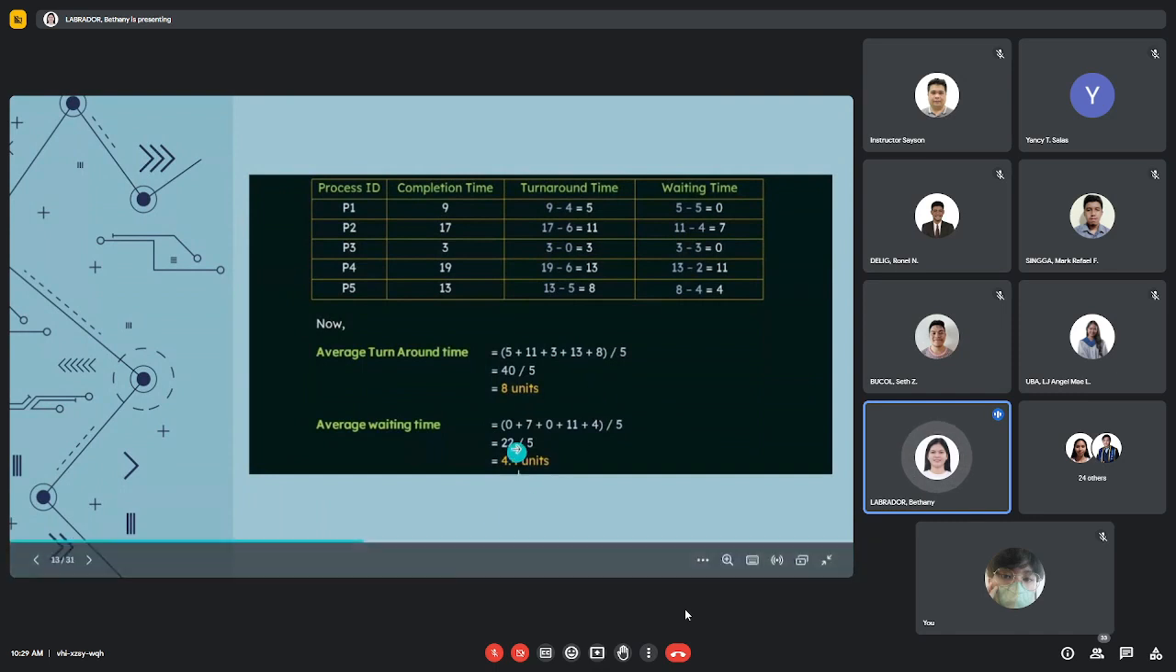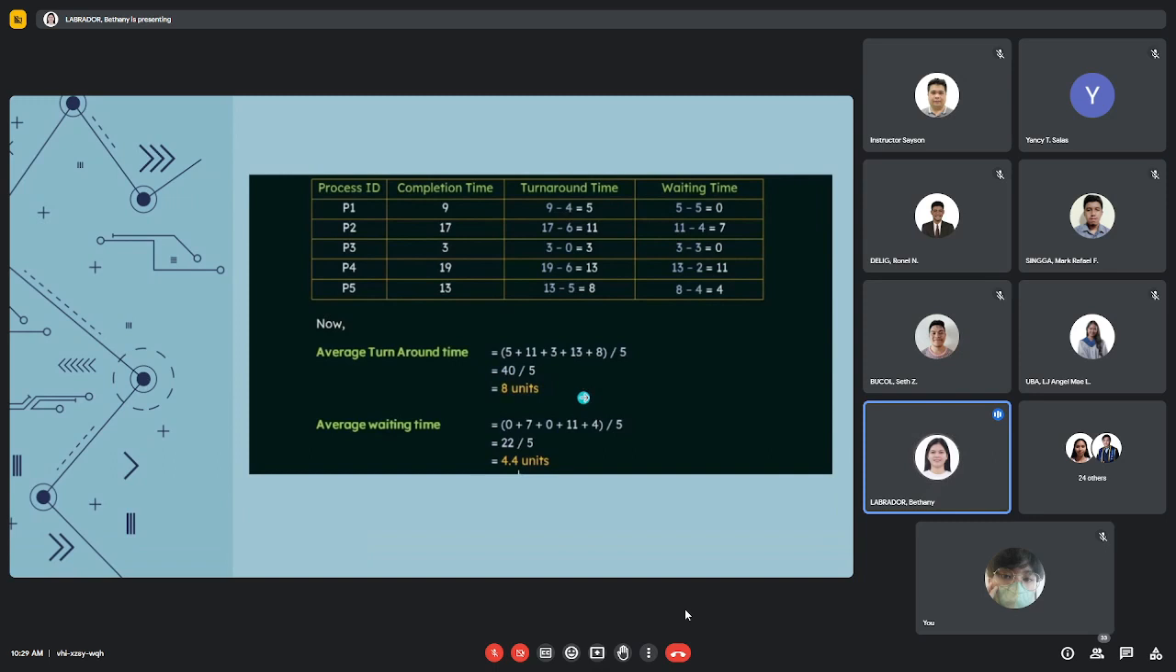Now the last step is to calculate the average turnaround time and waiting time. It is easy, we already have the values here. To get the average turnaround time, just add the values of your turnaround time: 5 plus 11 plus 3 plus 13 plus 8. Adding them gives 40, then divide by 5 because you have 5 processes. So 40 divided by 5 equals 8 units. That's how you get the average turnaround time.